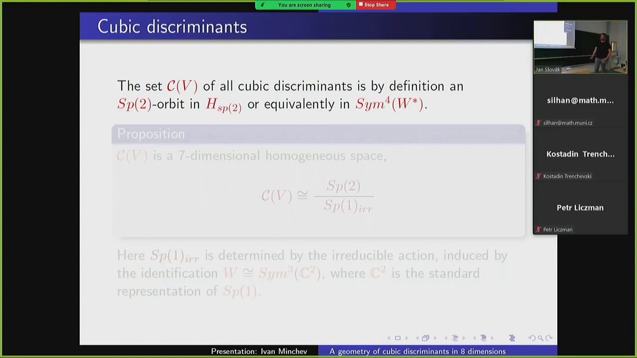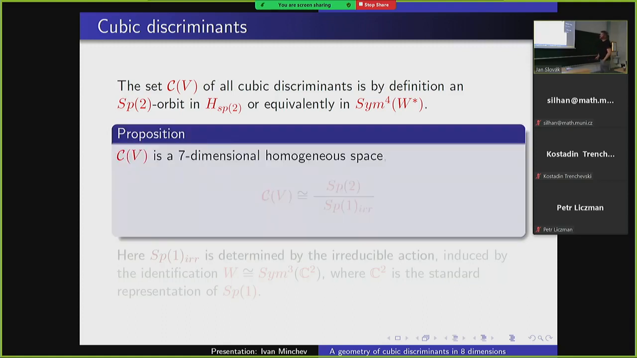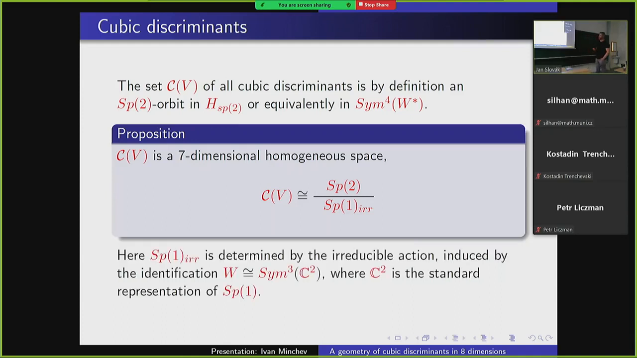And so we denote this Sp2 orbit by C, the set of all cubic discriminants. Of course, it's an Sp2 orbit, and it's an easy observation that it will be the quotient of Sp2 by the stabilizer of an element in this orbit. And it turns out that the stabilizer of an element in this orbit is Sp1, but a copy of Sp1 in Sp2 that acts again irreducibly on V. So that's why this notation. It's quite easy to understand why it is so.